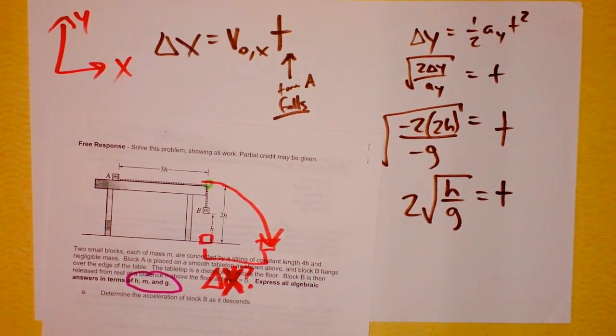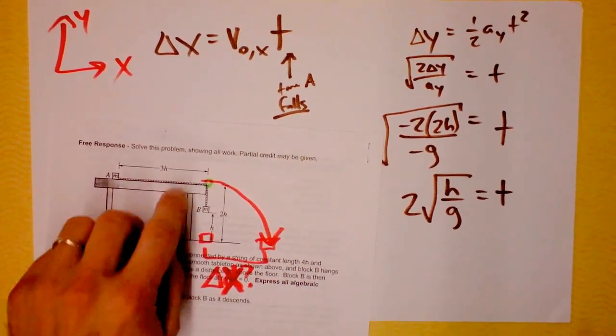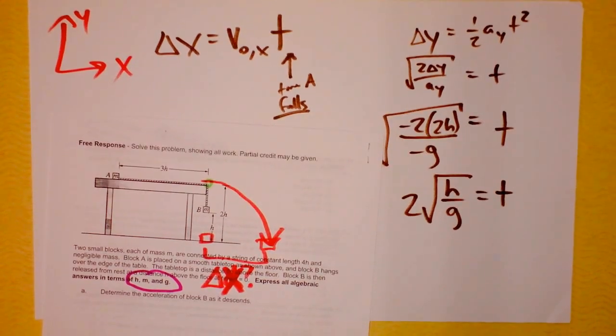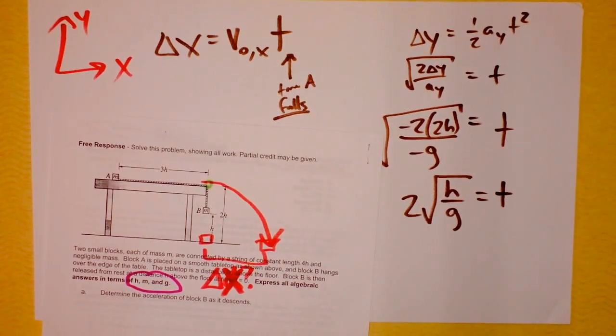Or V final. Yeah, totally. But nobody's giving me any handle on how fast the block is going. Why don't you just do 3h over t? 3h over t doesn't have the right units of acceleration. We're going to need to get an equation to find it.